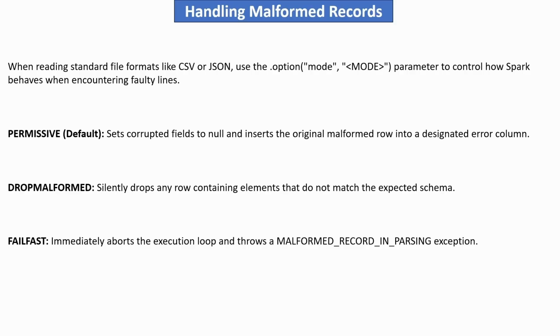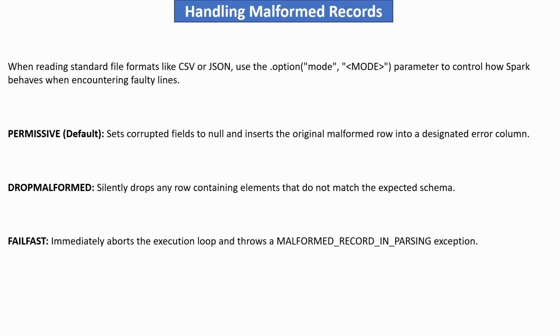Okay. And then we have drop malformed. It silently drops any rows containing elements that are not exactly matching the expected schema. And then we have fail fast, which immediately aborts the execution and throws a malformed record parsing exception. Let me show you how we can work with these modes.